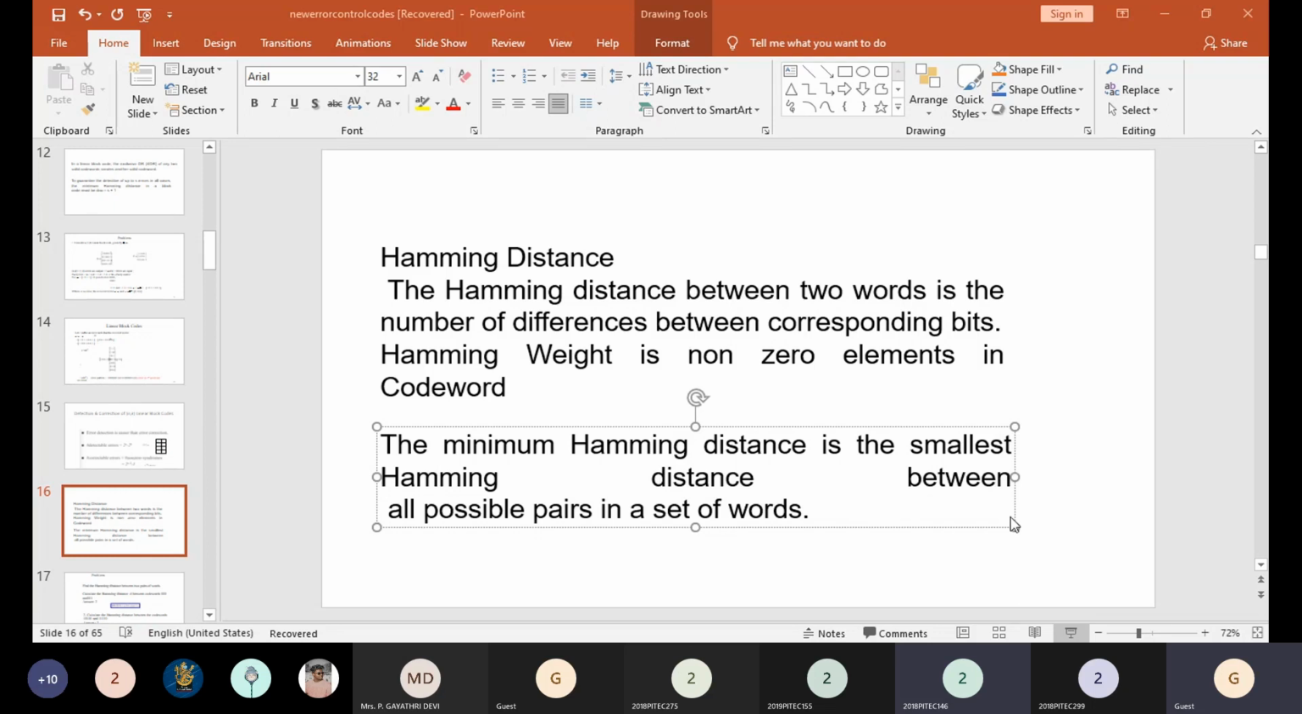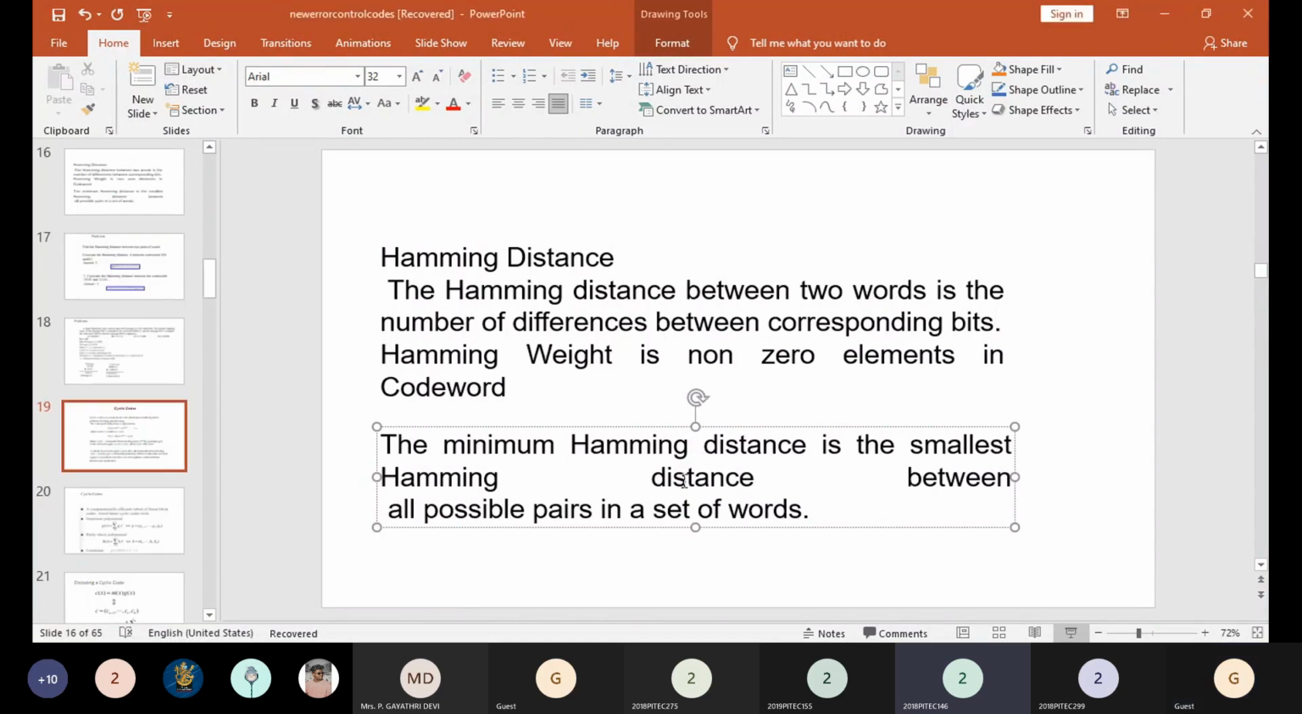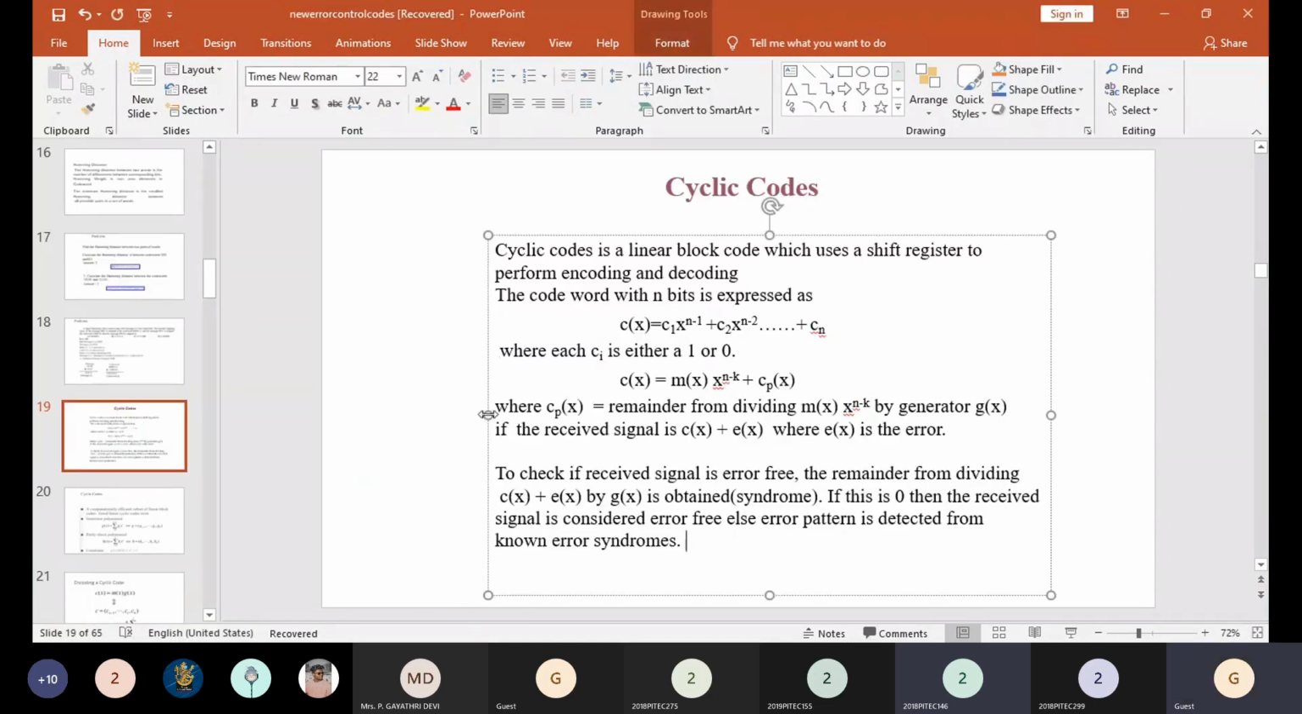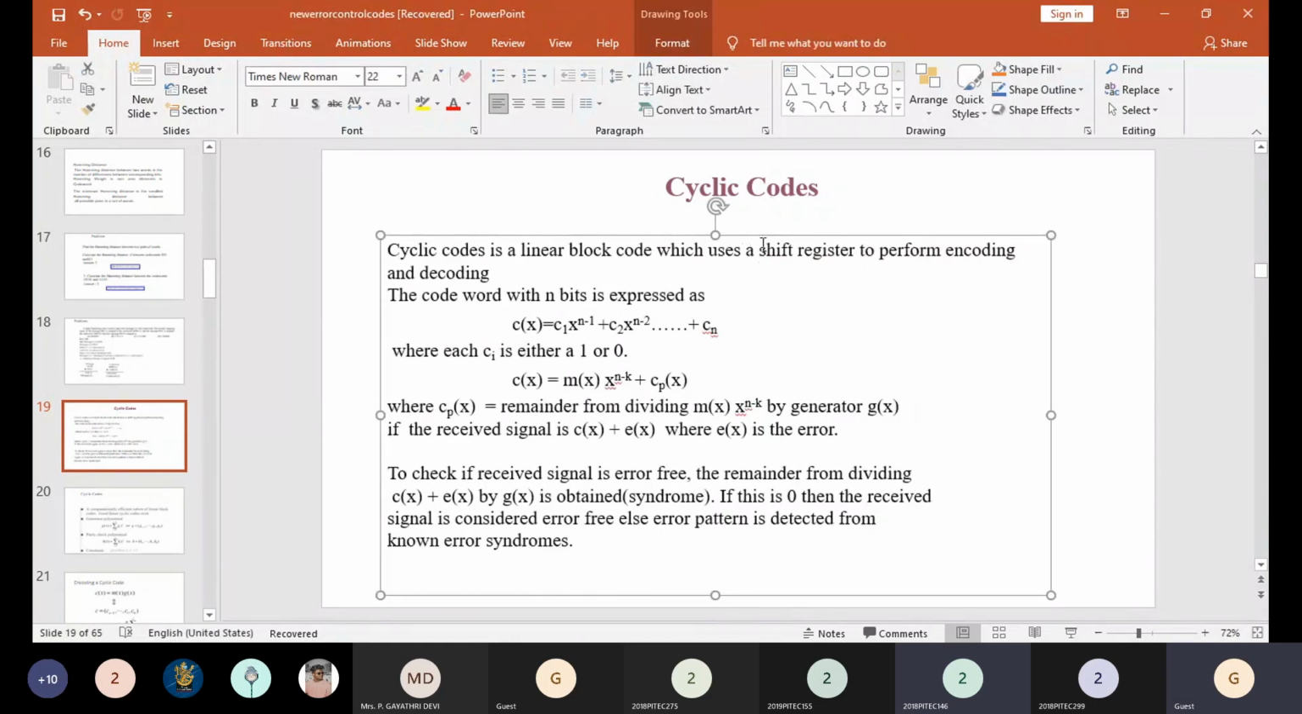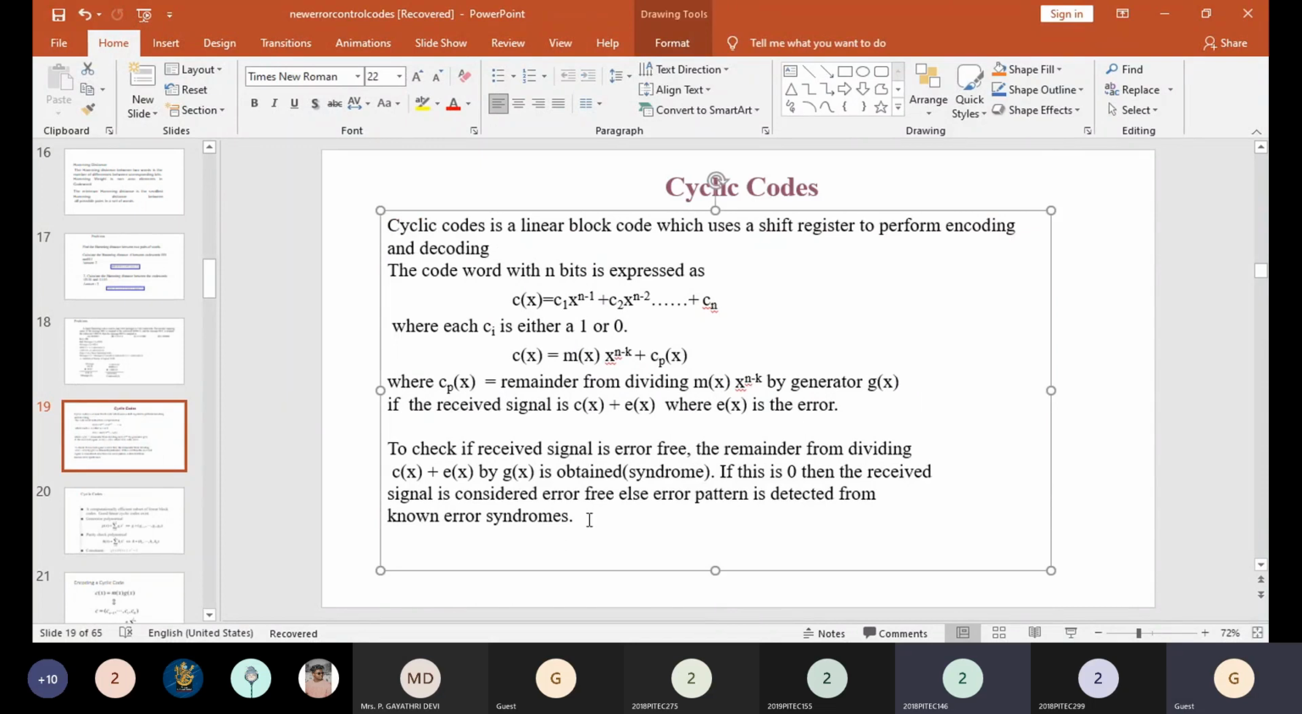So if 0 is received, then the received signal is considered to be error free, else the error pattern is detected from the known error syndromes. Cyclic codes, as we have seen, are more or less similar to the linear block codes, but the fact is that they are represented as polynomials. For example, the error pattern which we have seen already.